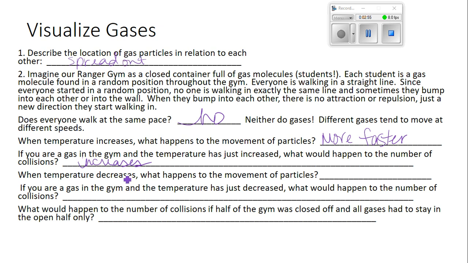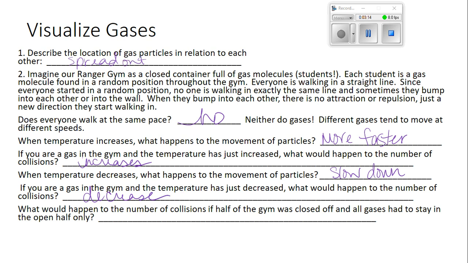When temperature decreases, what happens to the movement of the particles? They are going to slow down as it gets cold, less kinetic energy. If you are a gas in the gym and the temperature just decreased, what would happen to the number of collisions? It would decrease.